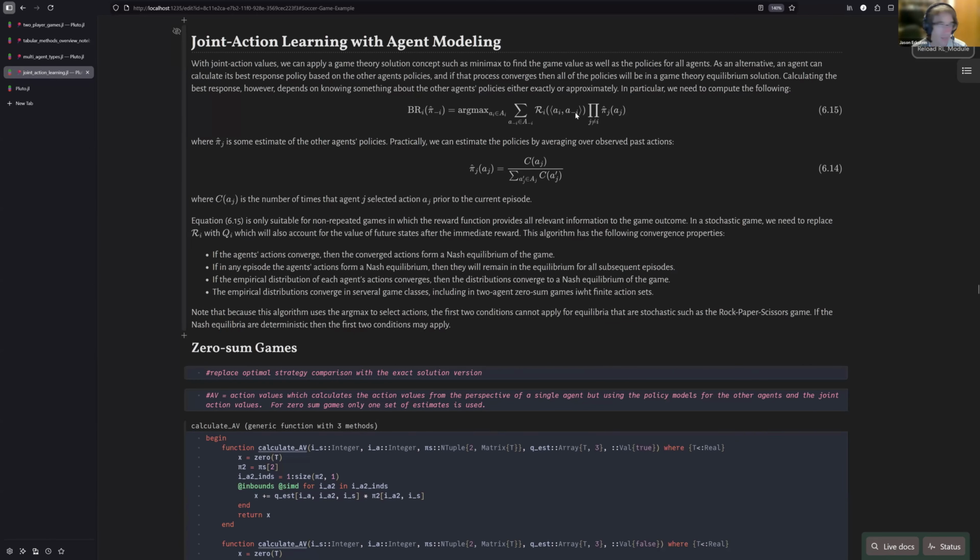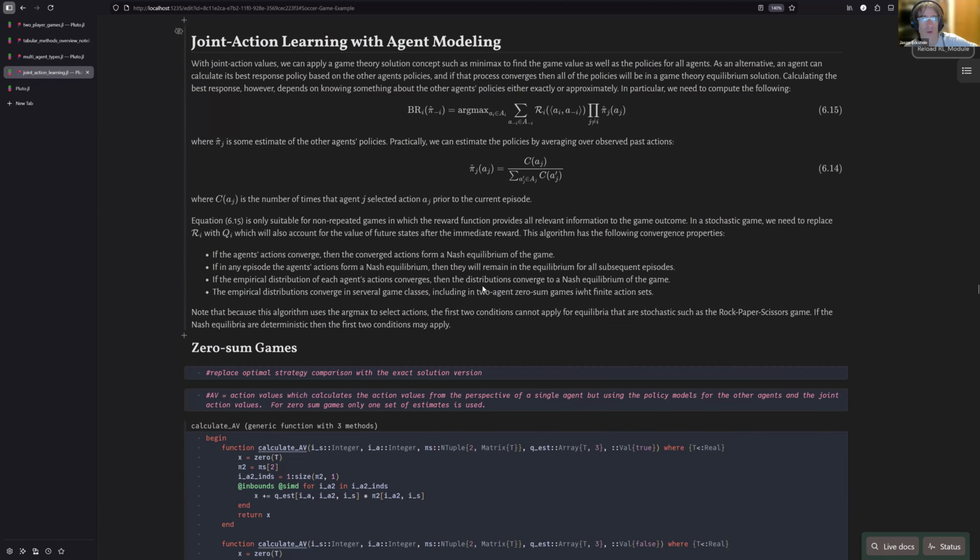However, as the learning process evolves over time, these argmaxes will change, and that will produce an empirical distribution of the actions. And that distribution could converge, even if the individual action selections don't converge. And if that happens, then the empirical distribution is a Nash equilibrium for the game, and the joint action values are also the Nash equilibrium values. And we also know that this converges in several game classes, including two-agent zero-sum games.